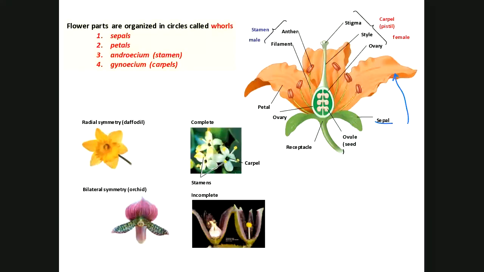The stamen consists of the anther, which is where the pollen is produced, and then the filament. Notice the filament and the anther is very much like the sporophyte in the mosses, isn't it? That filament is going to raise that anther up into the air, so there's a better chance to disperse that pollen.